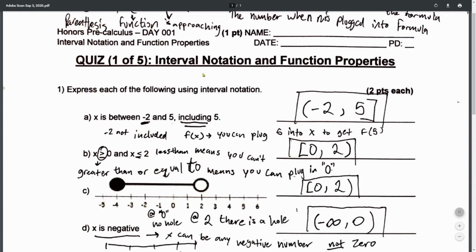So the main thing for interval notation is just remember that parentheses means that you can't include the value. If you plug in the value into the function, you won't get a y value. A bracket means that you can include that x value to get a certain y value.